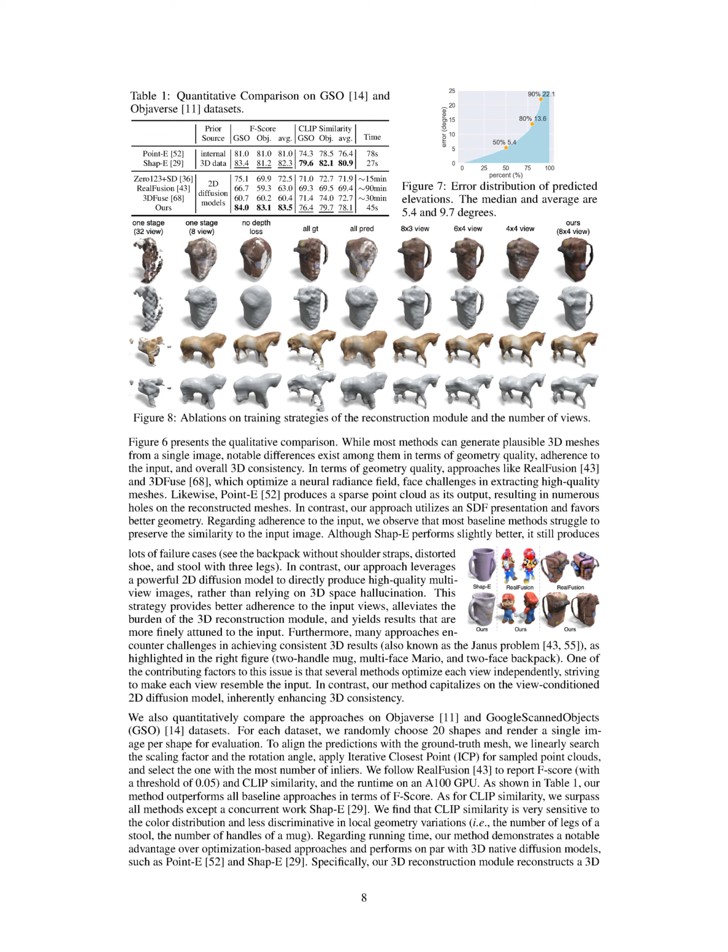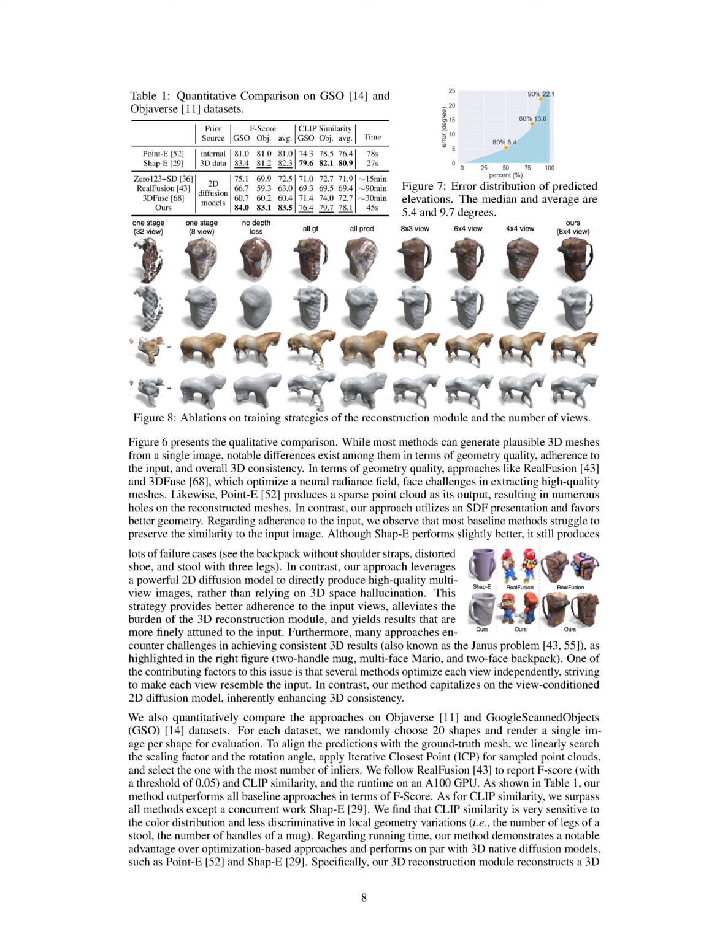When it comes to fidelity to the input image, many existing methods fail to maintain a high degree of resemblance to the original. Although Shap-E shows some improvement in this area, it too has a number of failed cases. Our approach, however, uses a powerful 2D diffusion model to directly generate high-quality multi-view images, instead of depending on 3D space hallucination. This tactic greatly improves the fidelity of our output to the input views, lessens the load on the 3D reconstruction module, and ultimately produces results that are more closely aligned with the input.